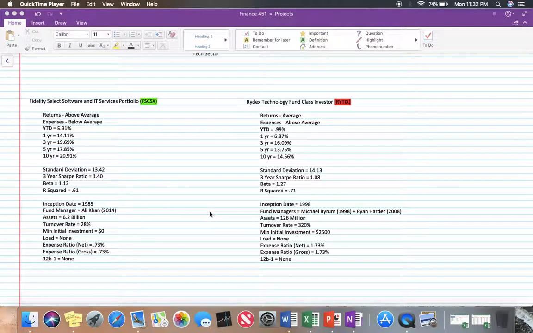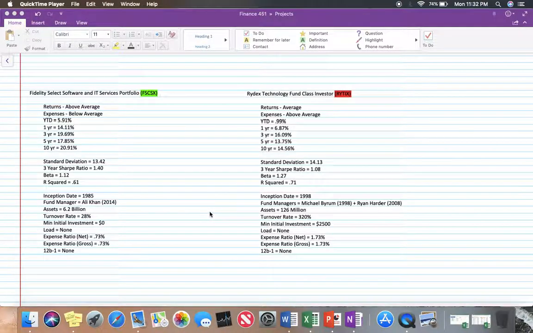So based on just returns, we can see that the Fidelity Software portfolio clearly has higher returns and lower expenses, meaning it costs less money to run and maintain, and it has higher returns.